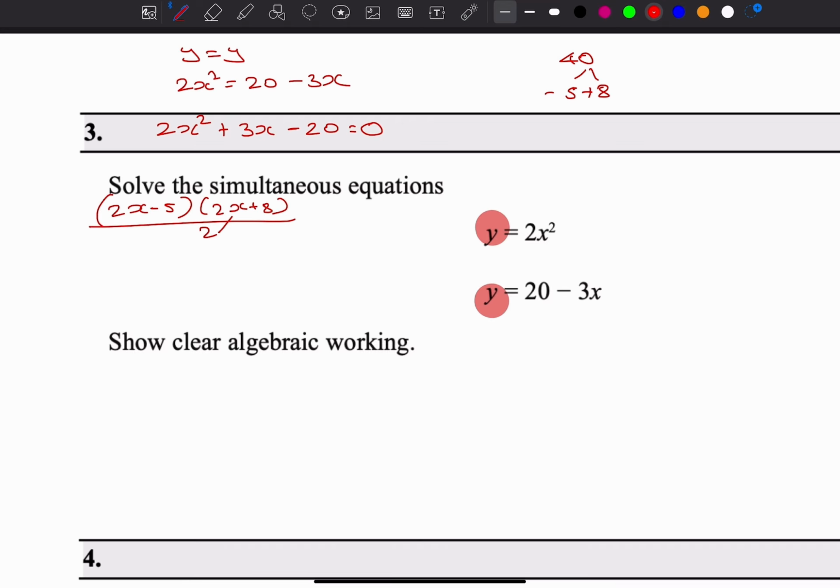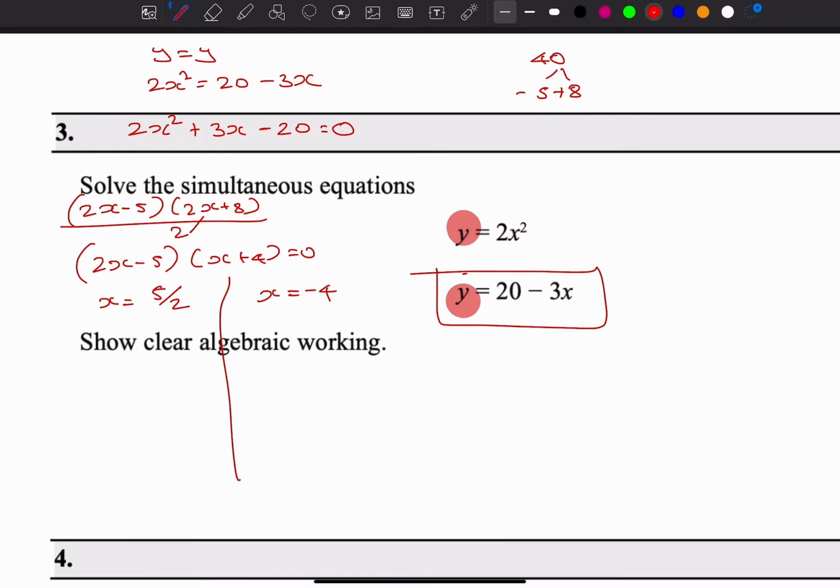And this 2 will go here. So that's 2x minus 5, and x plus 4, equal to 0. X is, if it's minus 5, positive 5 over 2. Or remember, x is not plus 4, it's actually minus 4. I'm going to substitute it here. It looks easier for me.